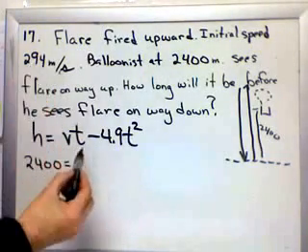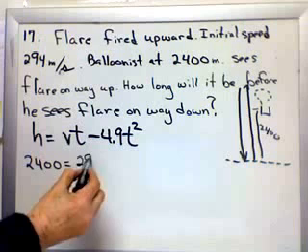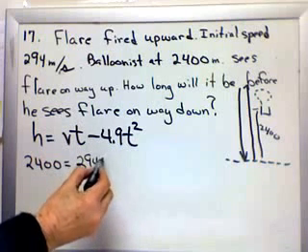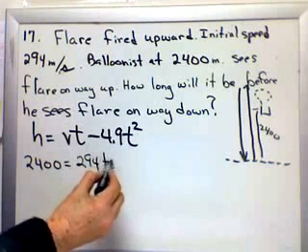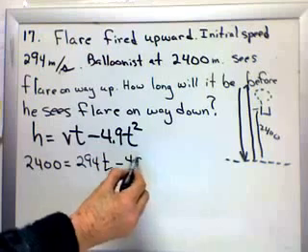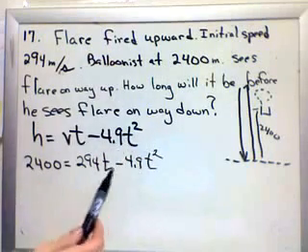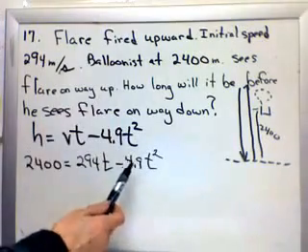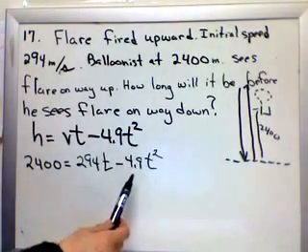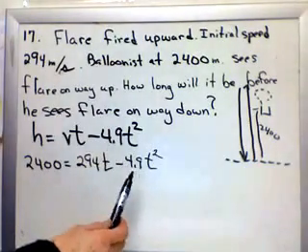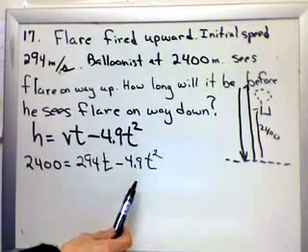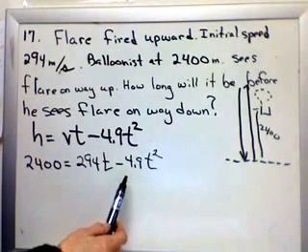And the velocity of the flare I'm shooting up is 294 meters per second. And I don't know the time yet, and then 4.9 t squared. So this is the basic problem that I'm solving. This is the constant for this type of projectile problem. You've probably seen it in physics if you take physics. So now I have to solve this problem.